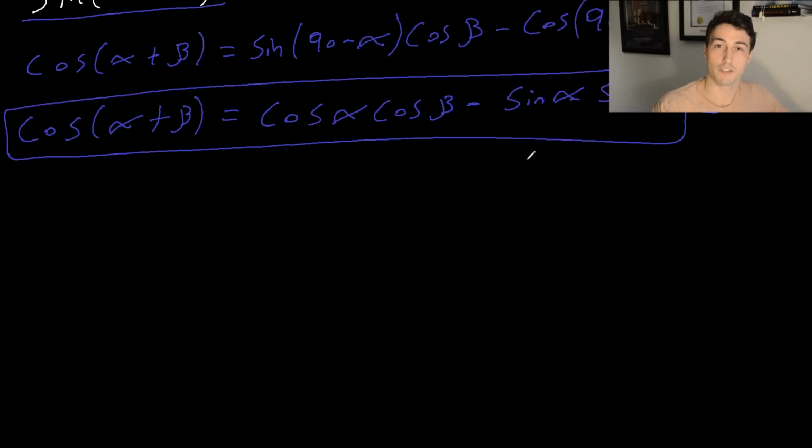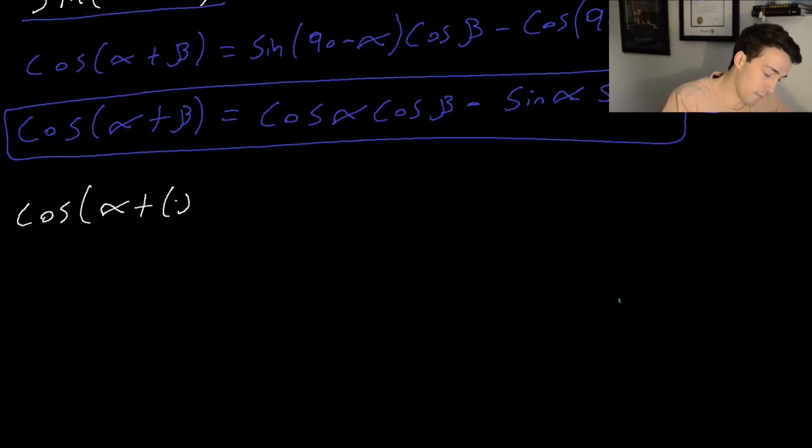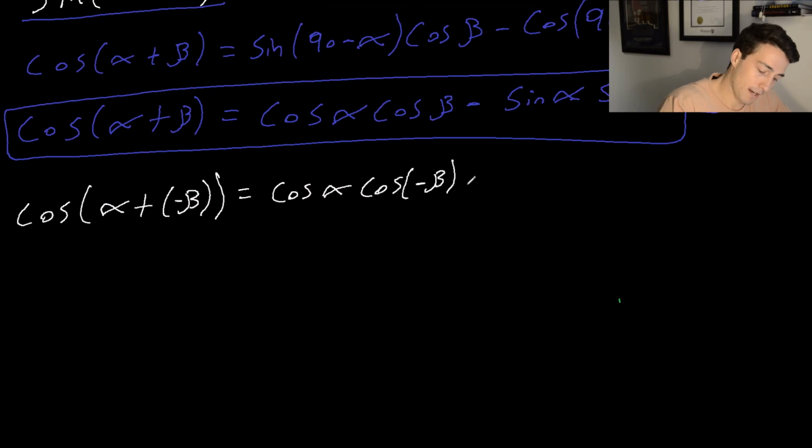So now that we have our cos addition formula, we're going to try and get our cos subtraction formula. And this is very simple because we're going to use the same process we did for the sine from addition to subtraction. So now, instead of beta, I'm just going to put a negative beta in. So now I'll go cos of alpha plus, in brackets, negative beta is equal to cos of alpha, cos of negative beta minus sine of alpha, sine of negative beta.